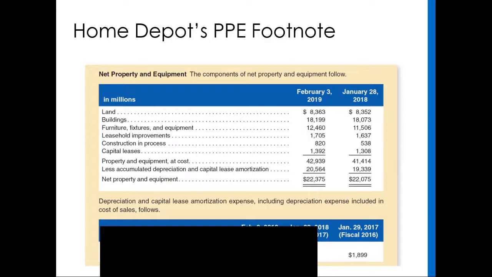Net PP&E from one year to the next doesn't look like a significant jump, but our net has increased. And then we have depreciation and capital lease amortization expense that has been steadily increasing. So we look like we're acquiring more equipment, more assets.